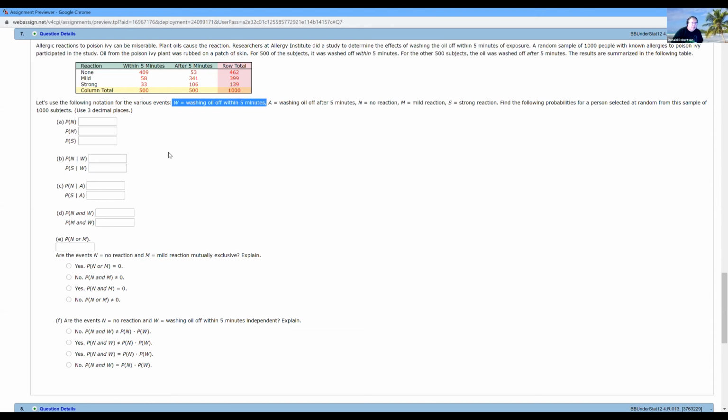Okay. So that is this column, right? So what's the probability that the reaction was none given that you washed it within 5 minutes? Now, when you wash something within 5 minutes, that means you're being told that this one column is all that happened. That tells me that the bottom number is going to be 500. If I know you washed within 5 minutes, then you can only be these people here. Now, of these people here, how many of them had no reaction? And the answer was 409 people.